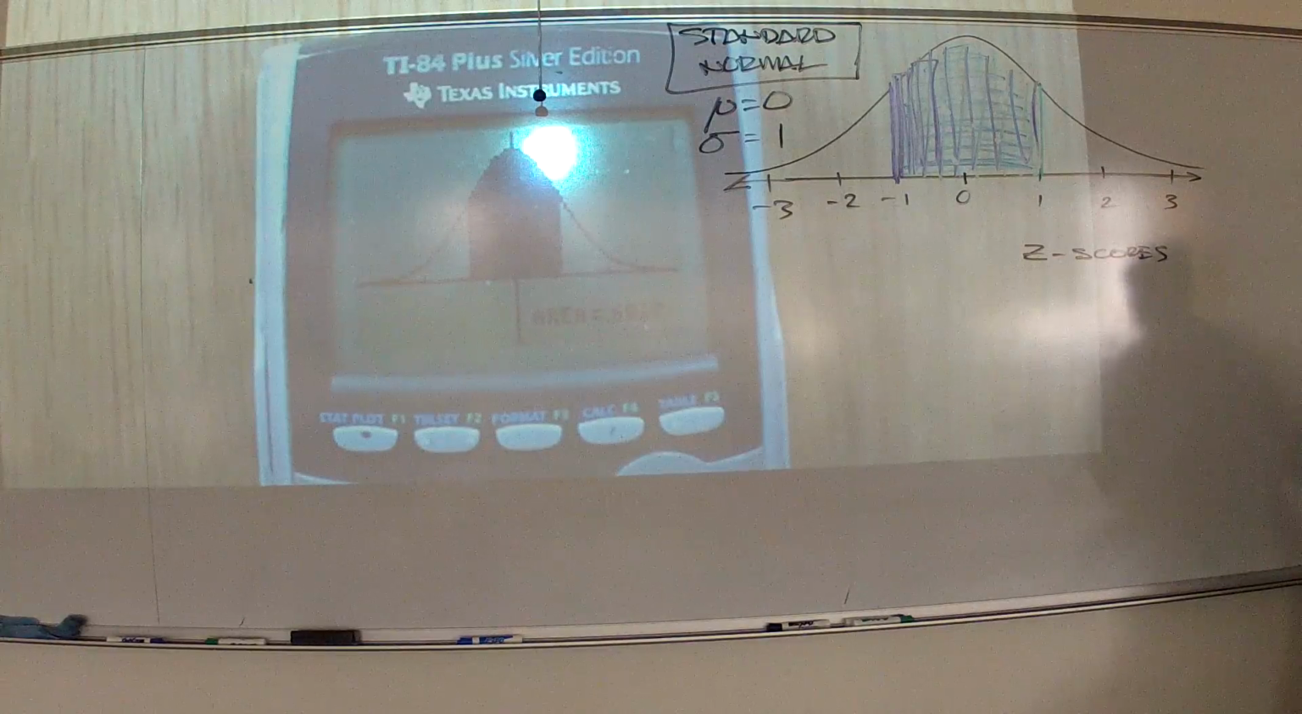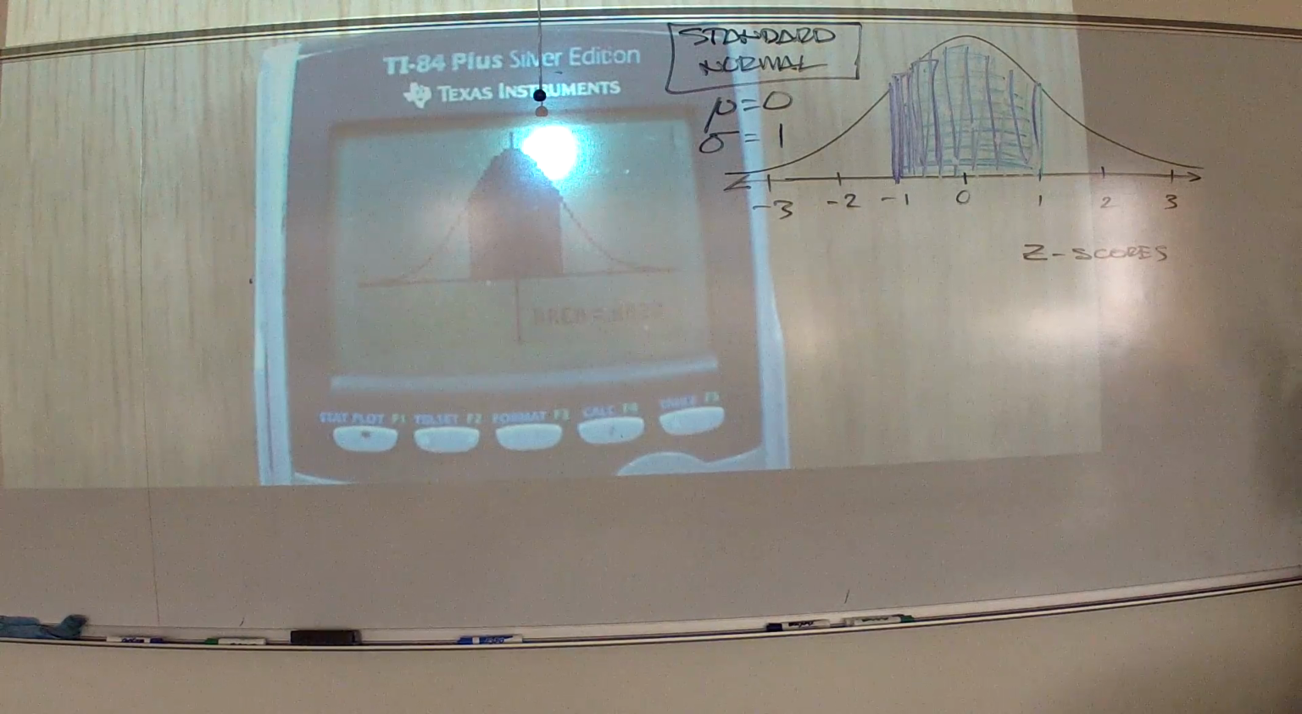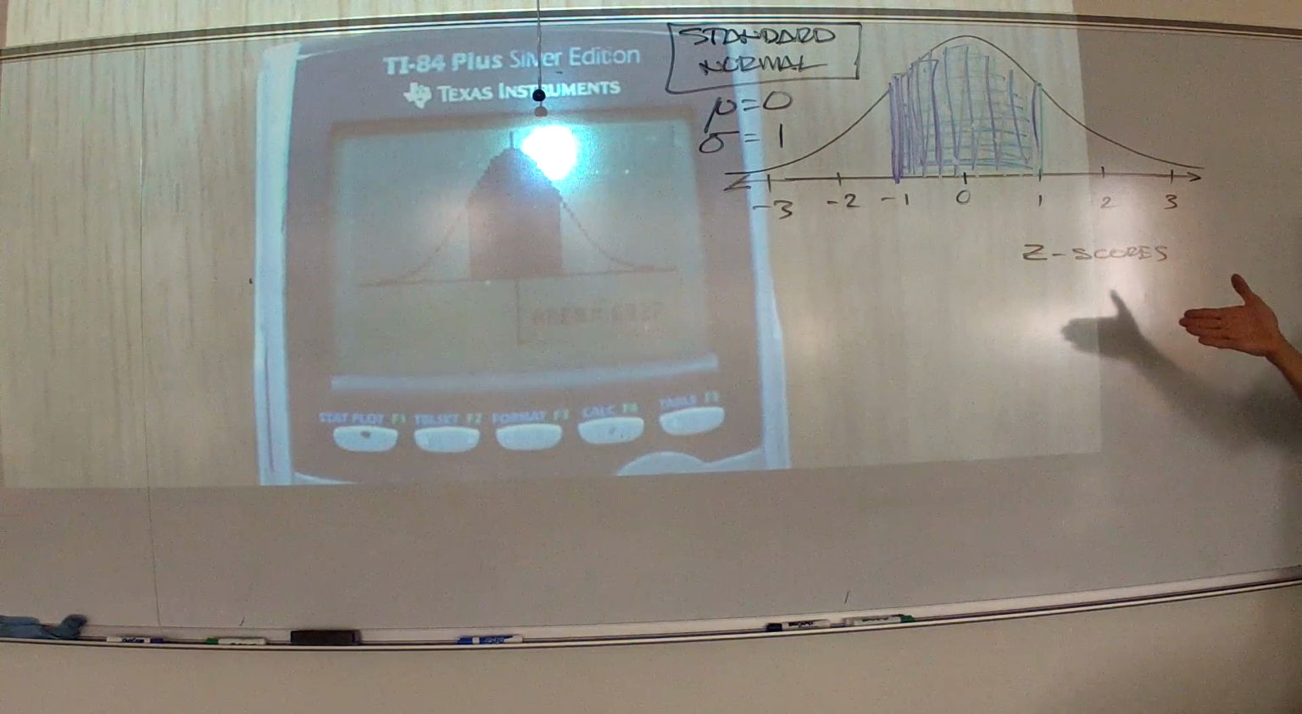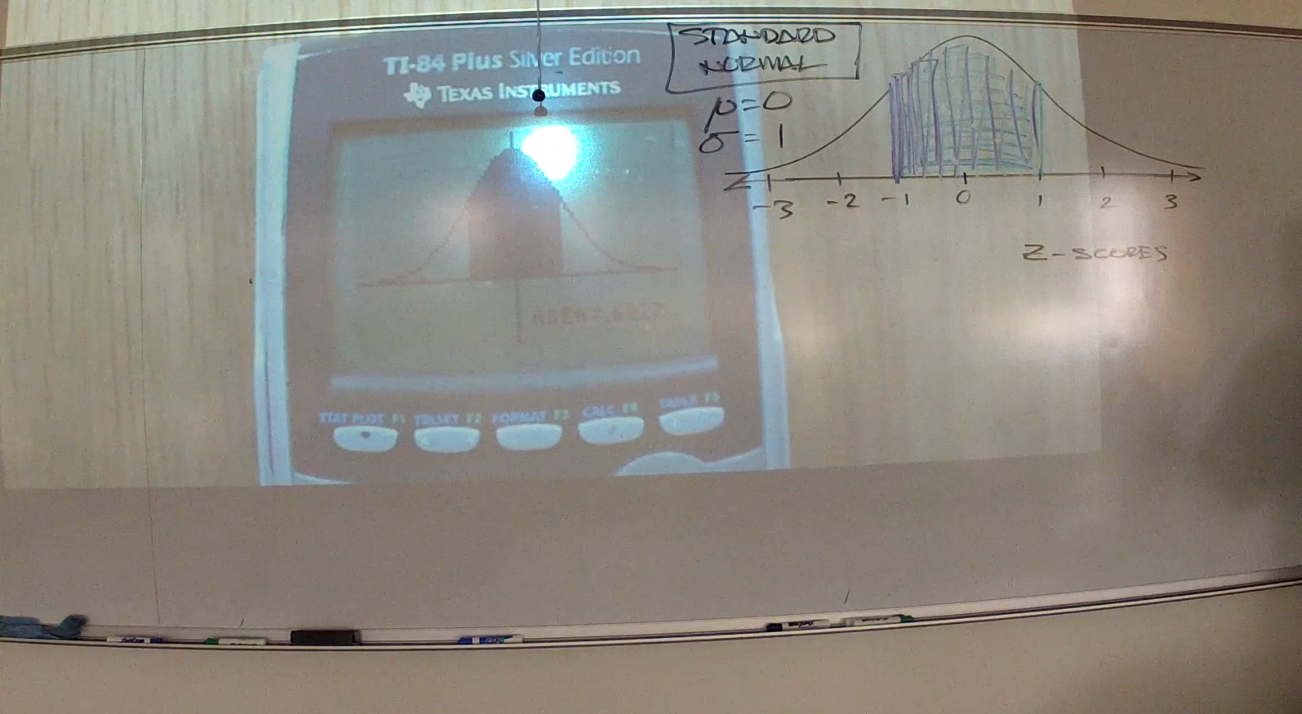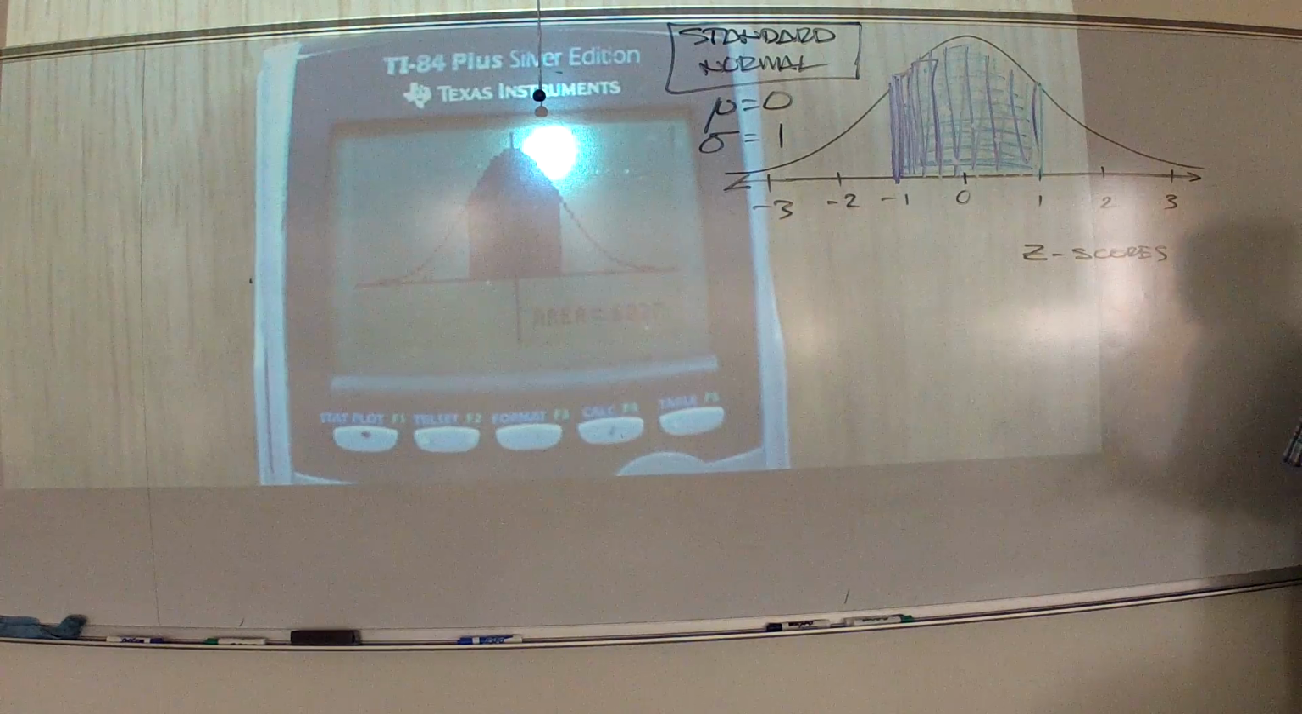Exactly, Raphael. I like to keep them separated because for assessment purposes, it makes you guys happy if I don't mix and match them too much. But what this tells you is that roughly 68% of your data is going to be within one standard deviation, whatever that standard deviation is.